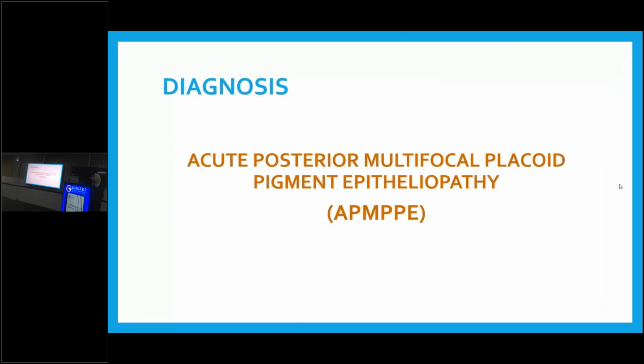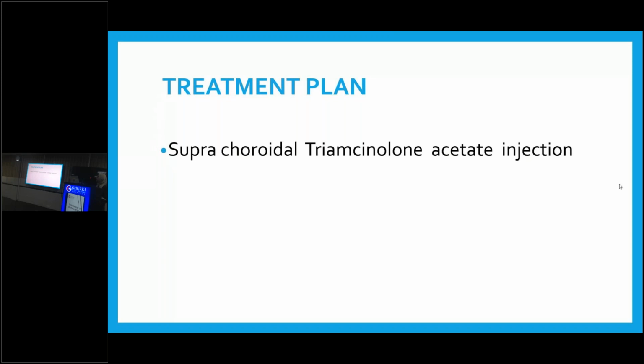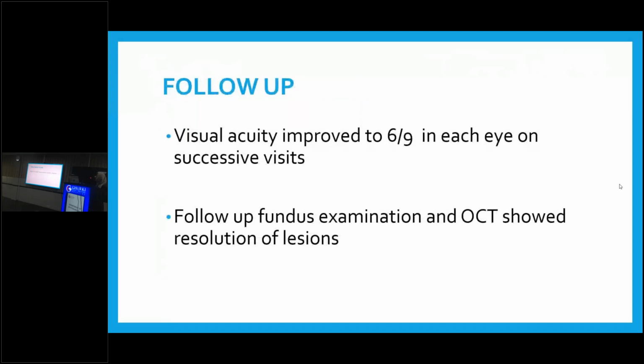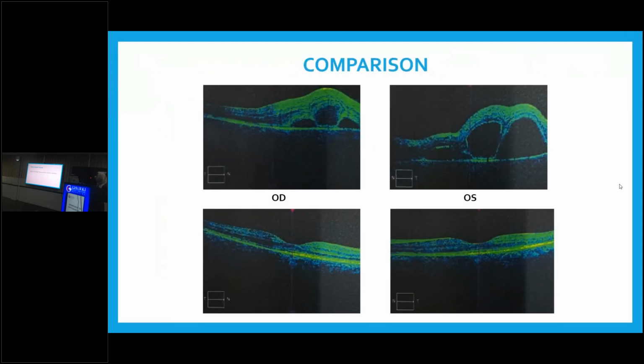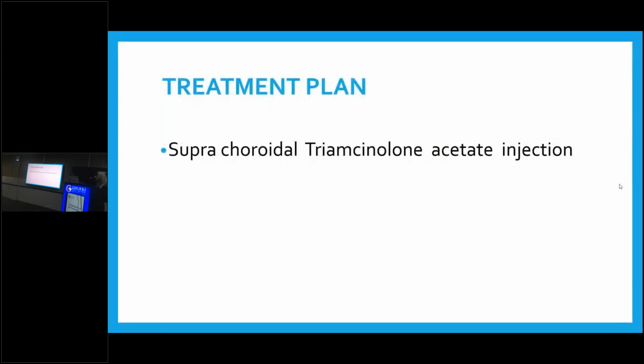On the basis of detailed history, examination, and investigation, a diagnosis of acute posterior multifocal placoid pigment epitheliopathy was made. Usually, it's a self-resolving disease with a good prognosis, but since there was macular involvement in our patient, we gave a suprachoroidal injection of triamcinolone acetate in both the eyes 2 days apart. It's a new and novel recommended technique for posterior uveitis disorders, which shows promising results with fewer side effects.